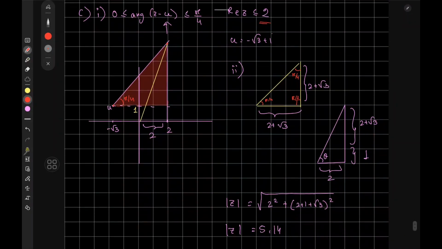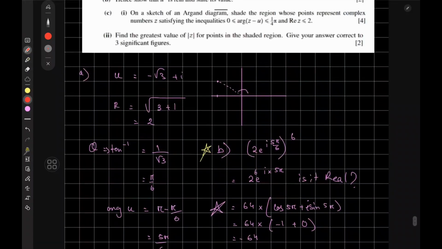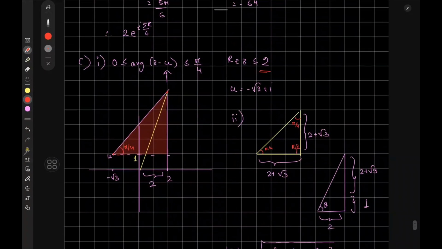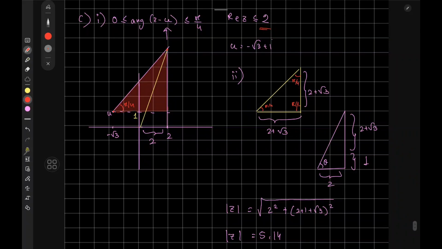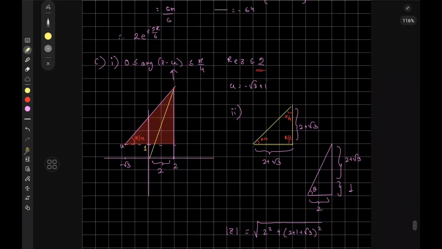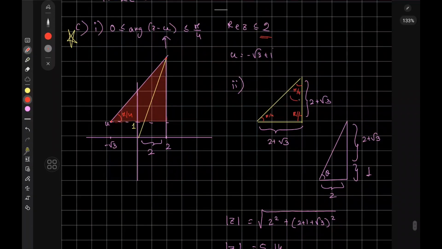So what are they asking? Greatest value of distance. So how do you find this distance? It's pretty simple. First, let's draw the triangle of the shaded region. You know this theta is pi by 4. This theta is also pi by 4. It's slightly tricky, so I'll give a star. So this theta is pi by 4 and this theta is pi by 4.